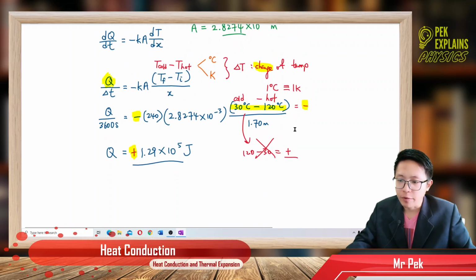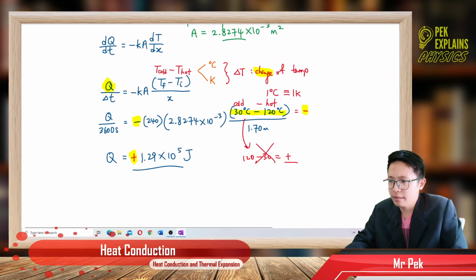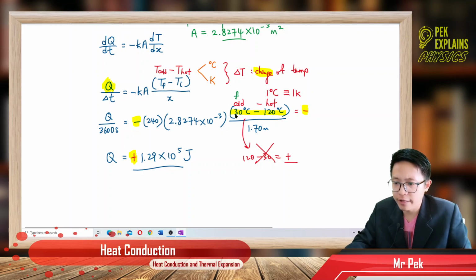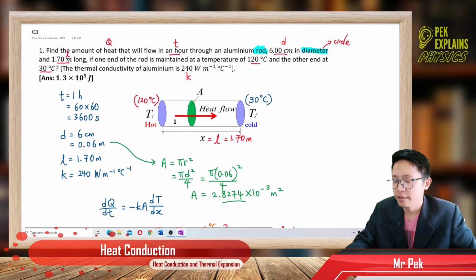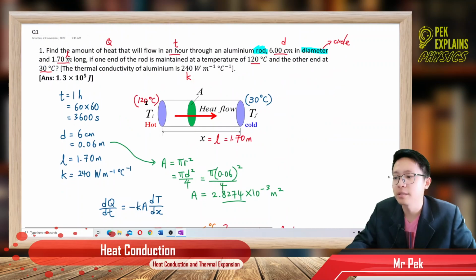Remember, why cold minus hot? Again, I just want to emphasize that it is the final minus initial, and initial is always hot. Why? Heat always flows from hot to cold. So 120 should be the initial temperature because it is hot, and 30 degrees should be the final temperature because it is cold. So cold minus hot becomes 30 minus 120.